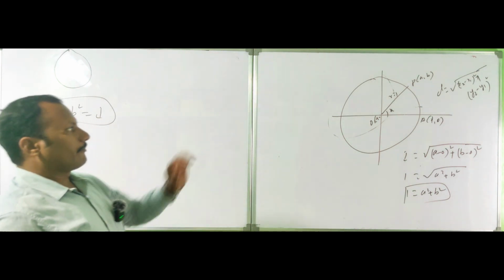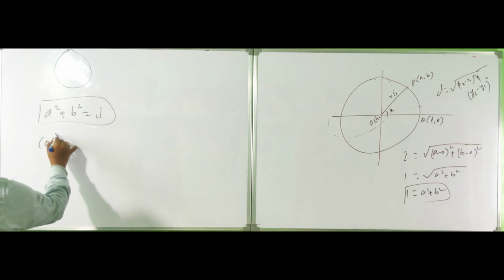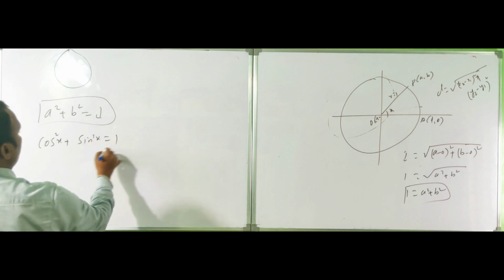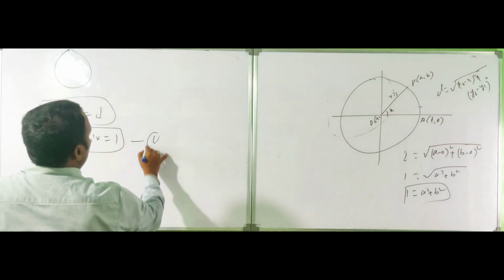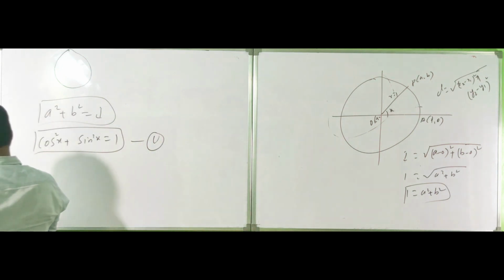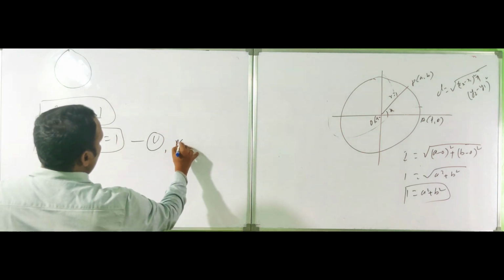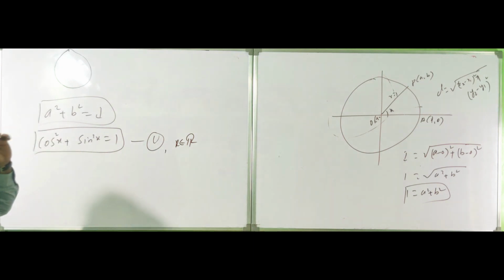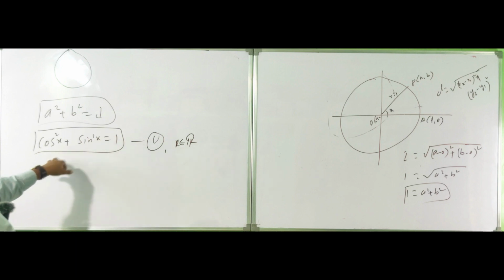Here, a is cos x and b is sin x, so cos square x plus sin square x is equal to 1. This is the first fundamental identity, for all x belongs to R. Here we can interchange: sin square x is equal to 1 minus cos square x, or cos square x is equal to 1 minus sin square x.